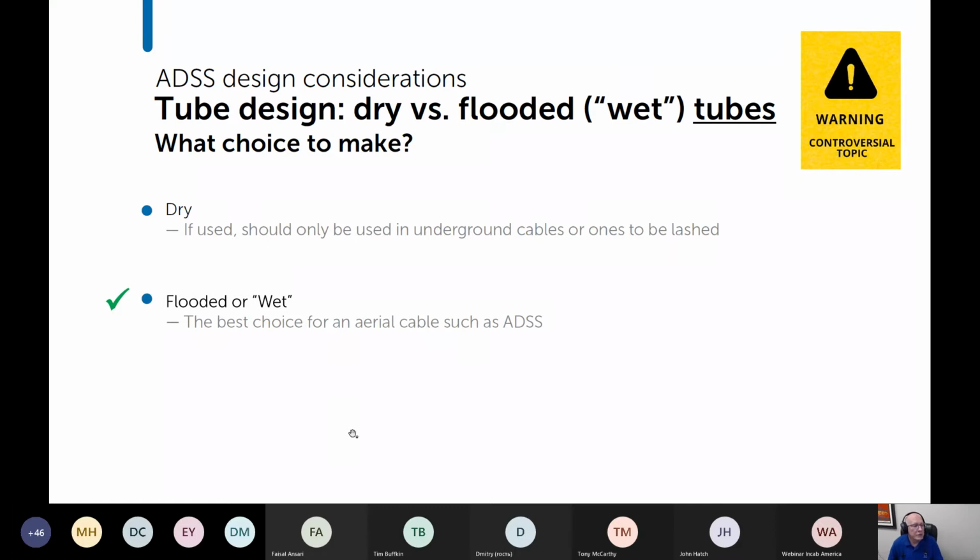So what should you use? I think I've already made it clear. I think flooded tubes for ADSS are the way to go. I think dry is fine for underground cables or if you're lashing a cable. But if it's an ADSS cable or another aerial cable, and I'm specifically referring to OPGW, it needs to be flooded tubes in my estimation.